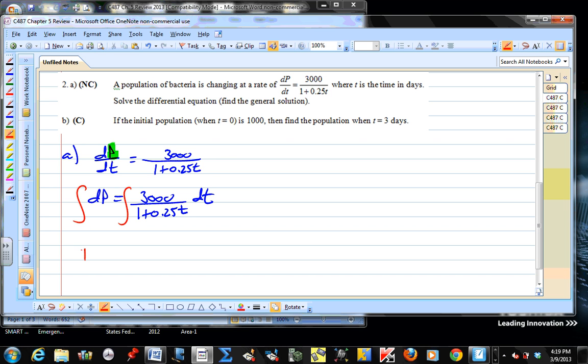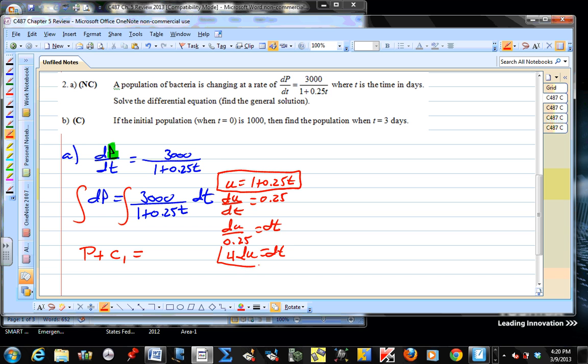The integral of dP is going to be P plus a constant. The integral of 3,000 over 1 plus 0.25t is going to require some substitution. So let's let u equal 1 plus 0.25t. Then du/dt is 0.25. If we solve for dt, we get du over 0.25 equals dt. Now here's a move you don't have to make, but dividing by 0.25 is the same as multiplying by 4. So you could say 4 du equals dt.